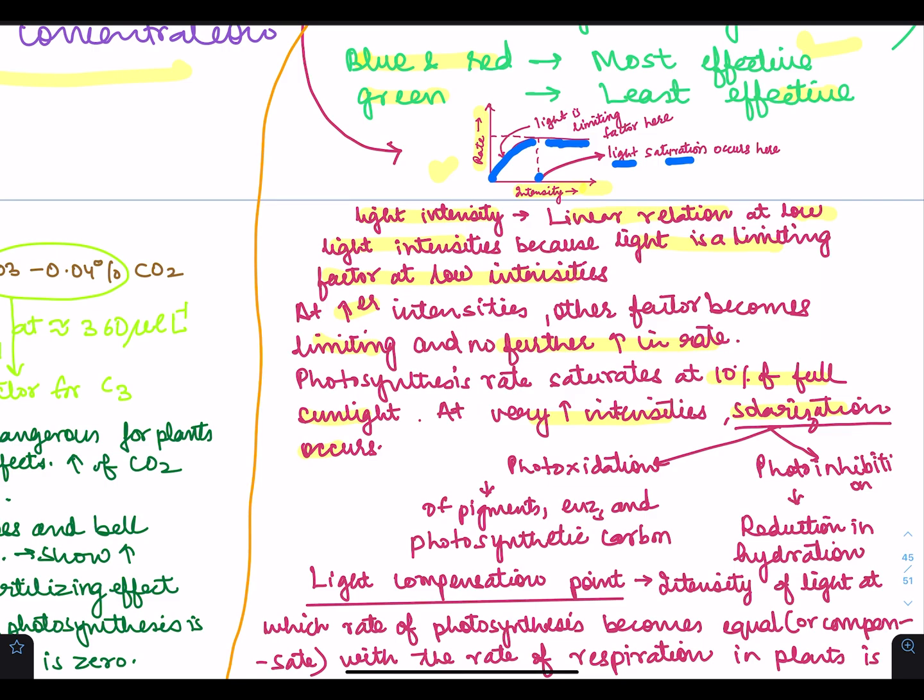Solarization, photooxidation can be there or photoinhibition. Photooxidation of what? Of pigments, enzymes and photosynthetic carbon. And photoinhibition of what? Reduction in hydration.